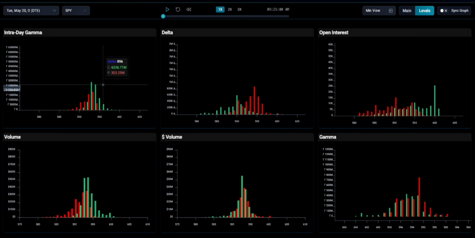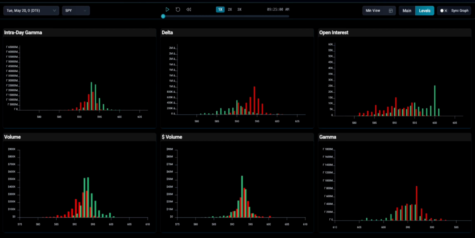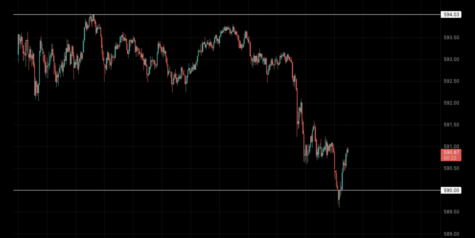So this is how you get a full picture. Real support, resistance, Gamma pressure, trader behavior, all visual, and all in one place. No more guessing off just open interest.